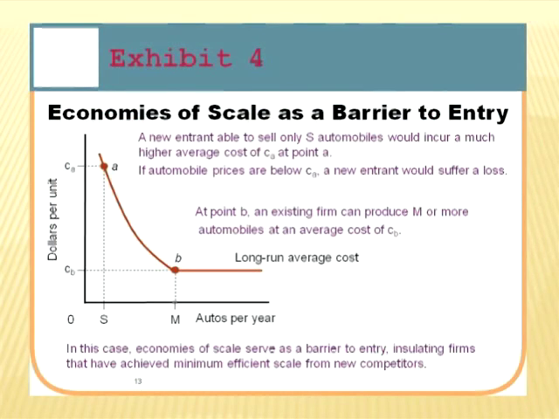So what do we mean by economies of scale as a barrier to entry? Well, here's an example of a production process in which there are very substantial economies of scale. If I move from producing S to producing M automobiles, I see a very drastic drop in the cost of producing those. And this is the case for automobiles. If I want to be a small producer of automobiles, I'm going to have a really hard time doing it. The reason being that my automobiles are going to be so expensive that nobody's going to be able to buy them. So this is kind of the classic for oligopoly.